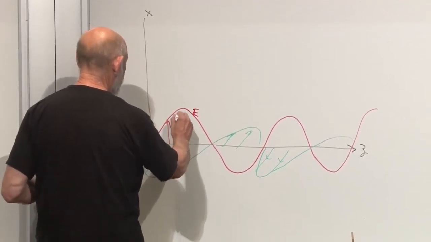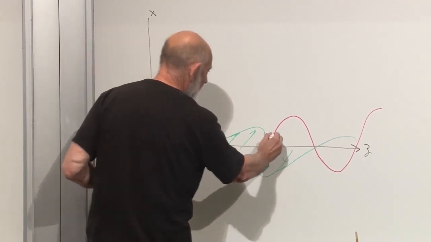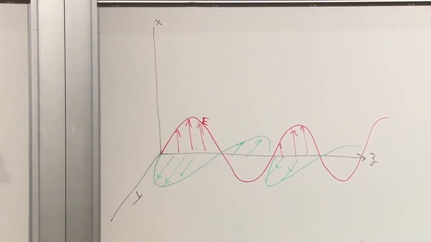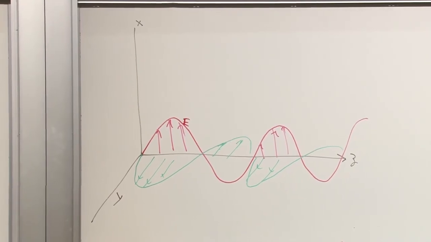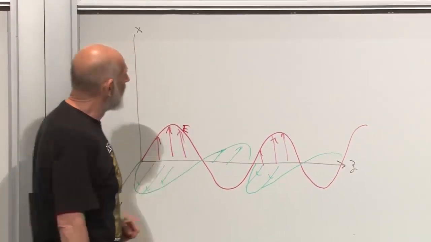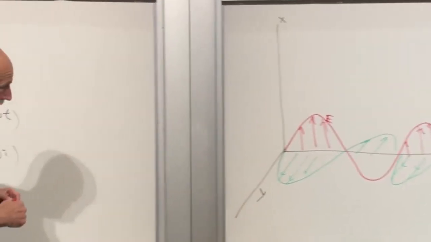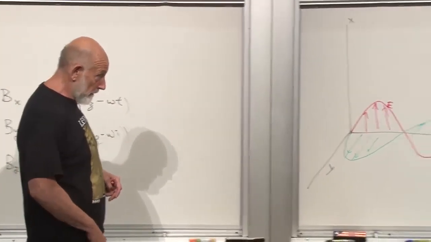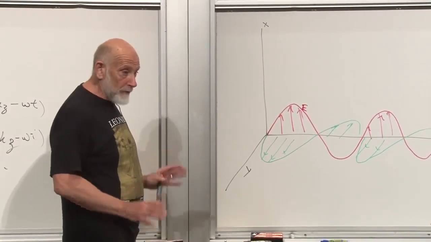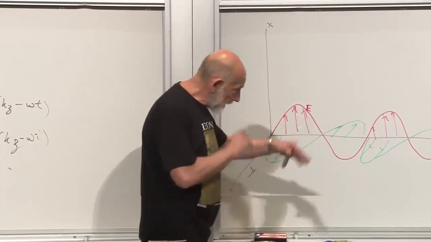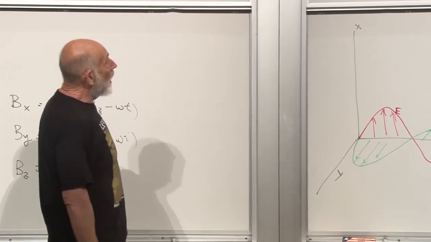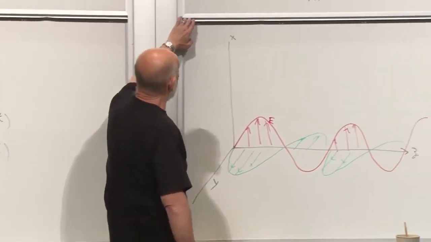So another thing we've learned is that the electric and magnetic fields are perpendicular to each other, and they're also both perpendicular to the direction of motion of the wave. The word for that is that the electric and magnetic fields are transverse. That means they're perpendicular to the direction of motion of the wave. All right, there's one more piece of information.